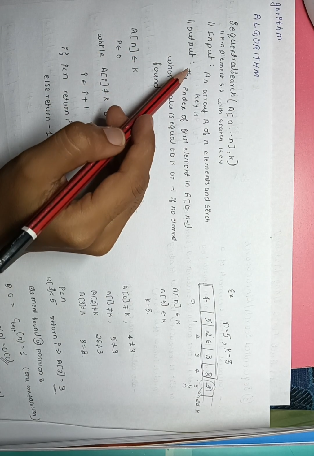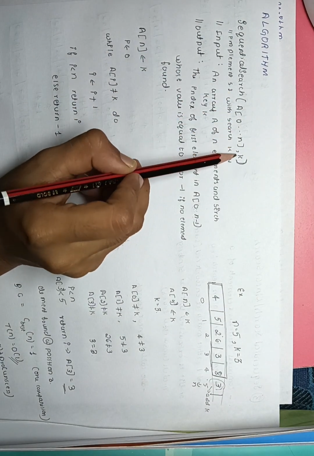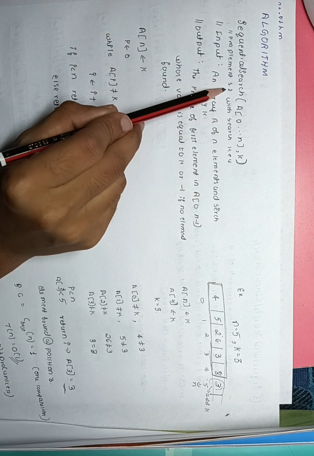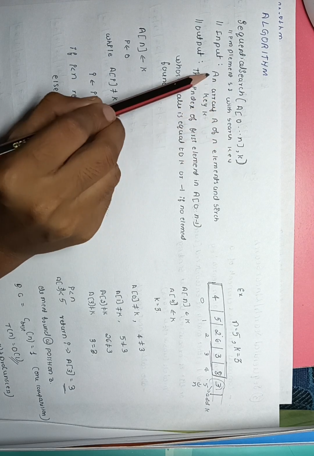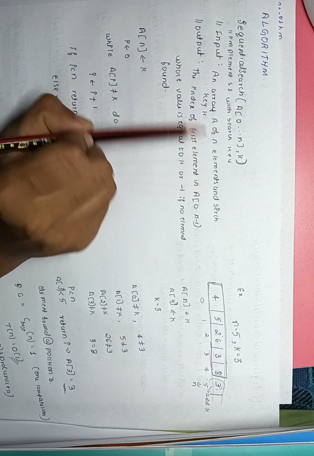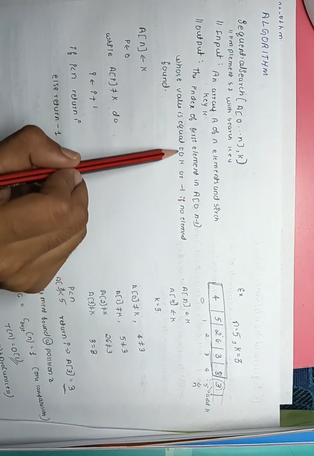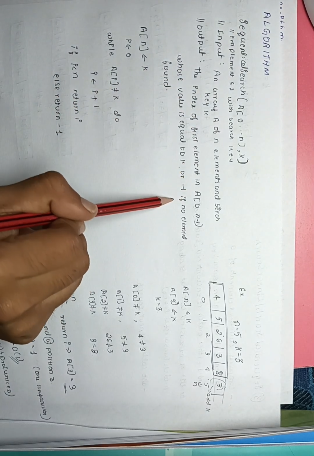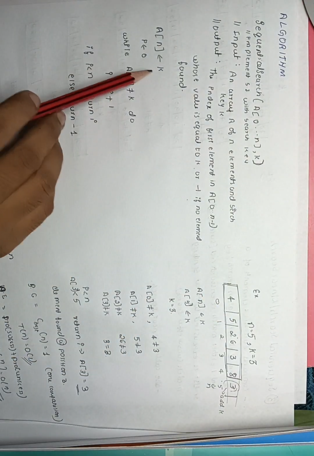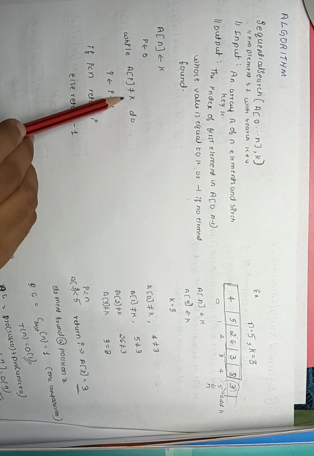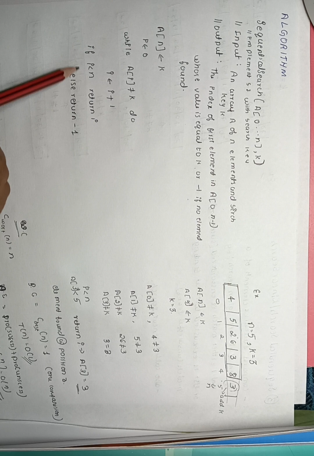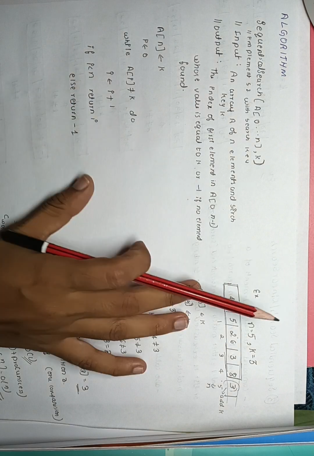Algorithm for sequential search: array A from 0 to n, key k. Implement sequential search with the search key. Input is an array of n elements and search key k. Output is the index of the first element whose value is equal to k, or minus 1 if no element is found. A of n is k, i is 0, while A of i not equal to k, do i is i plus 1. If i less than n, return i, else return minus 1.